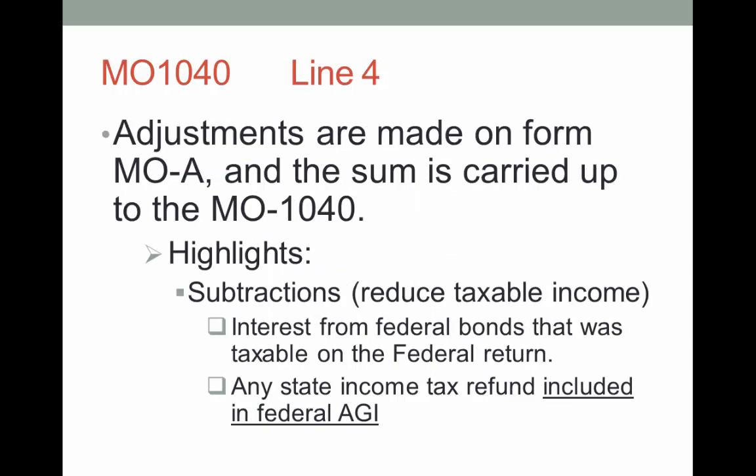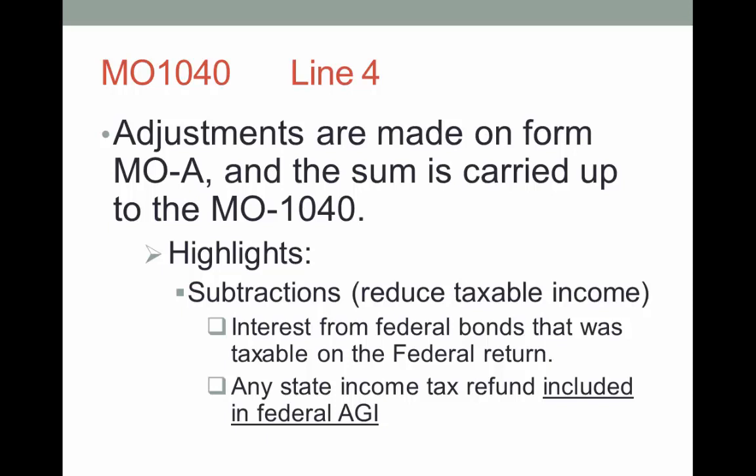Then there are additional adjustments on the MOA, and these are subtractions. And again, there are more subtractions than what we are going to cover, but I only want to talk about the ones that could possibly pop up at our VITA site. The first one is interest from federal bonds that was taxable on the federal return.